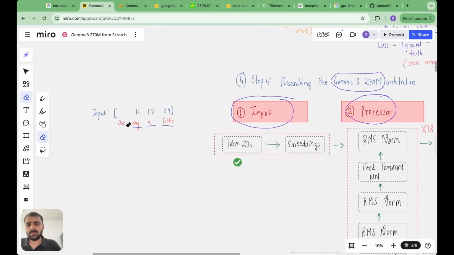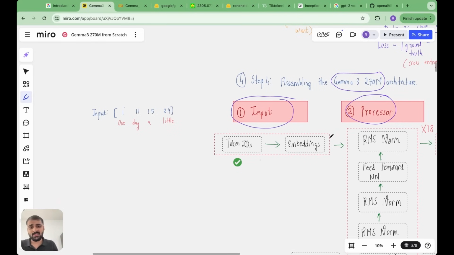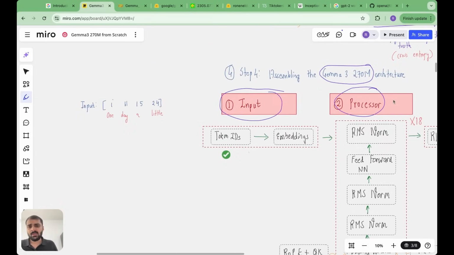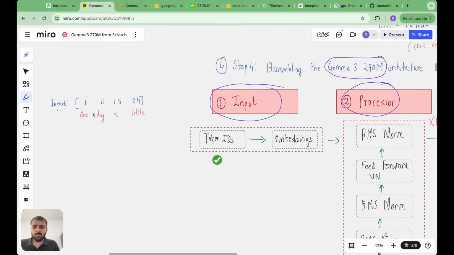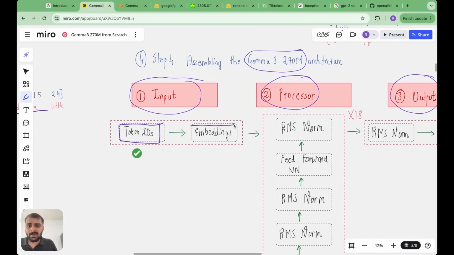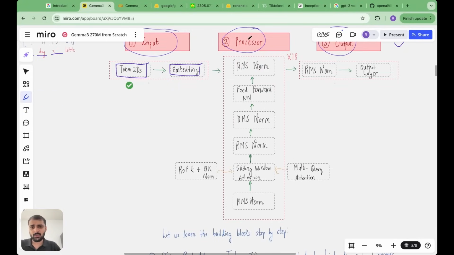This is my input sequence, and it will go through this journey, which I will explain to you now. It will go through this long journey in the LLM, in the Gemma architecture, and an output will come out. Okay, so what happens to this input? First, these input tokens are converted into token IDs. We have already seen this part, so this part is already done. Okay, then there is something called token embeddings, which also happen in the input block. Once the token IDs are converted into embeddings, these embedding vectors pass into the processor block.